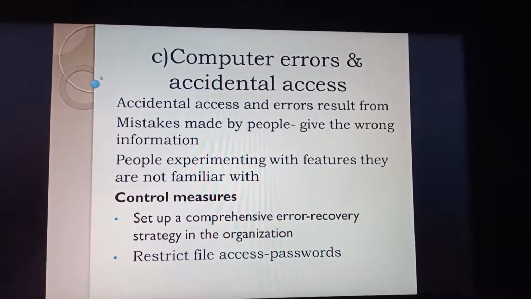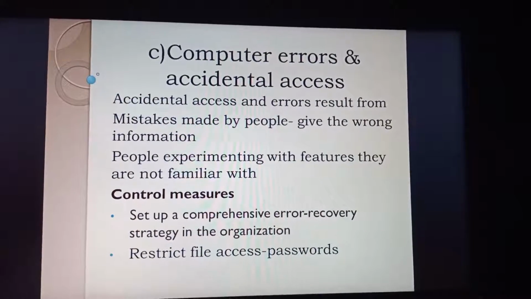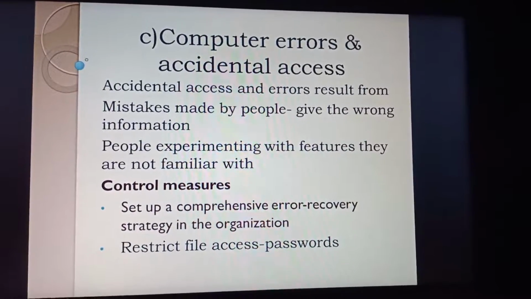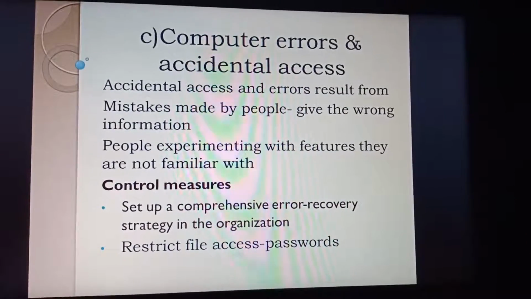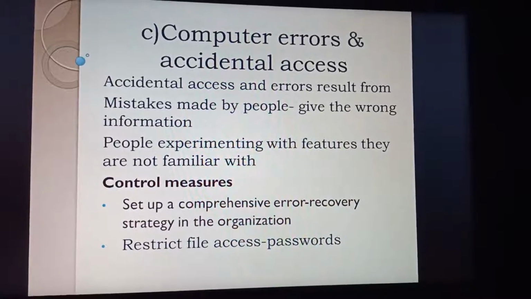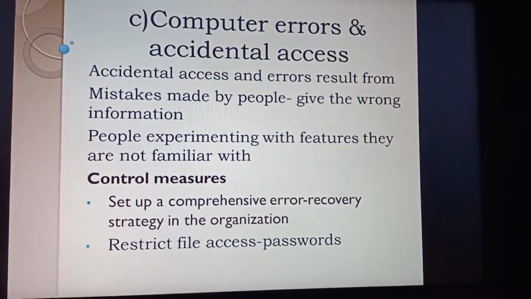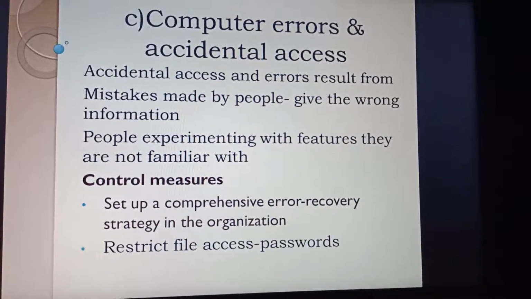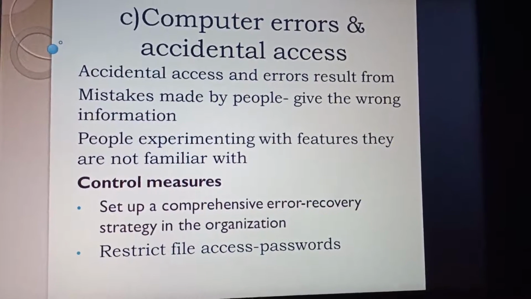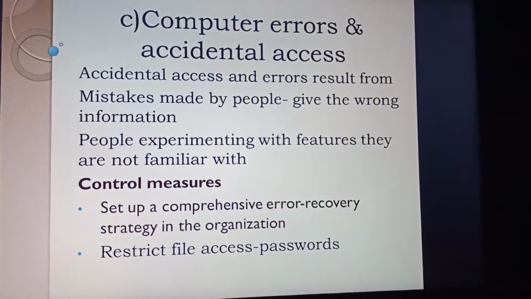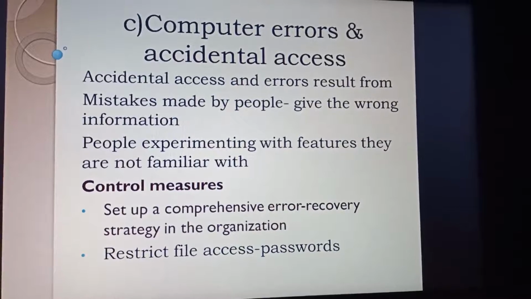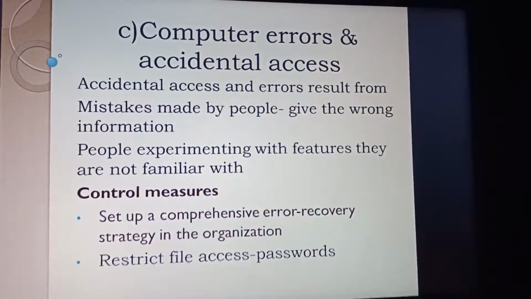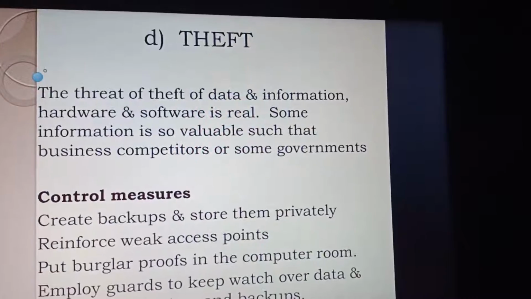Then we have computer errors and accidental access. This happens when accidentally you access a file that you are not supposed to access, or perform some errors that may result from, one, mistakes made by people, maybe giving the wrong information to the wrong person. People experimenting with features that they don't know how to use or they are not familiar with. So those may result from such mistakes. Then how do we control these computer errors and accidental access? You're supposed to set up a comprehensive error recovery strategy in the organization. Then you can restrict file access by use of passwords.